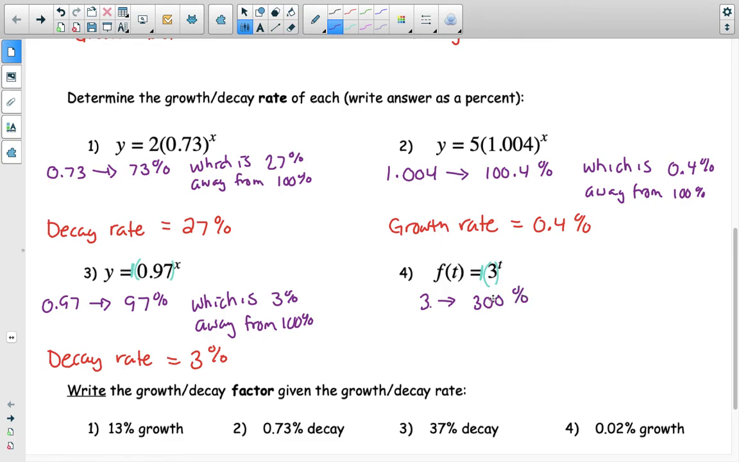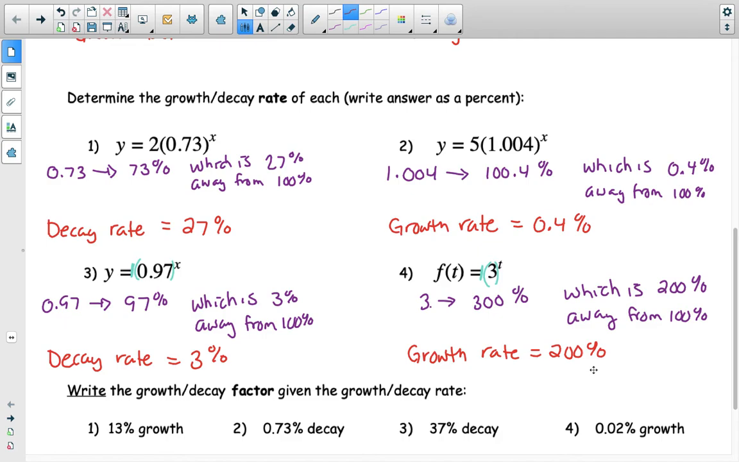So how far away is 300 from 100? Which is 200% away from 100%. Now, 3 is bigger than 1, so this is a growth. And we're going to have a growth rate of 200%. So we take our factor, turn it into a percentage, and determine how far away from 100 it is, because percentages are in hundreds.